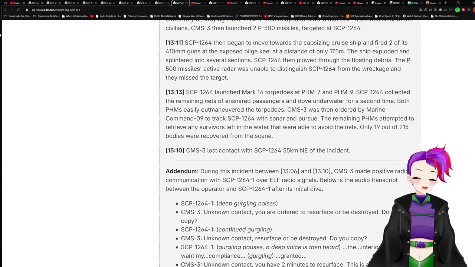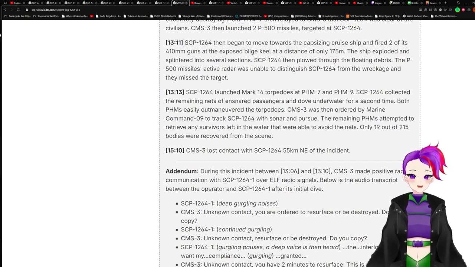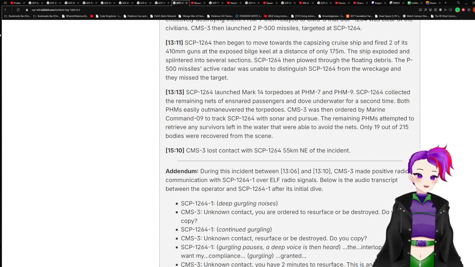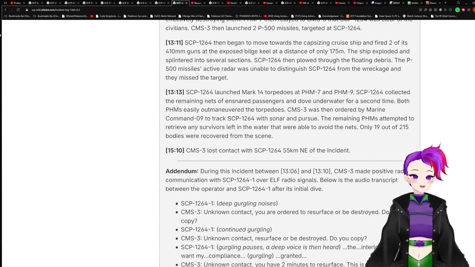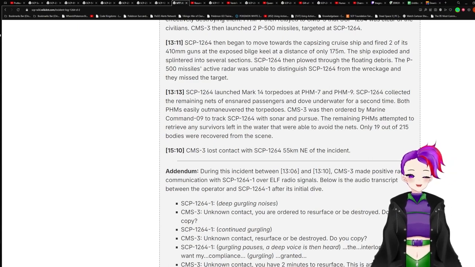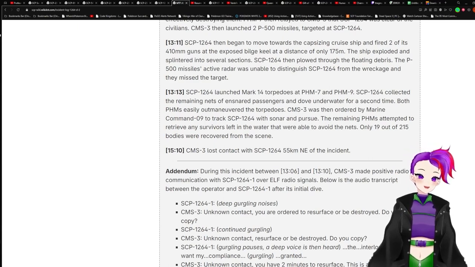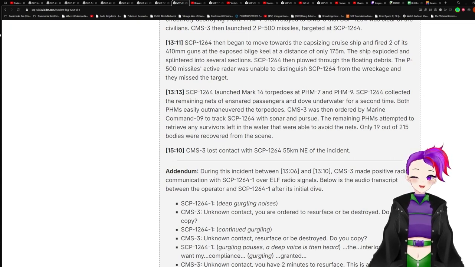1311: Tau-64 then began to move towards the capsizing cruise ship and fired two of its 410mm guns at the exposed bilge keel at a distance of only 175 meters. The ship exploded and splintered into several sections. Tau-64 then plowed through the floating debris. The P-500 missiles' active radar was unable to distinguish Tau-64 from the wreckage, and they missed the target.